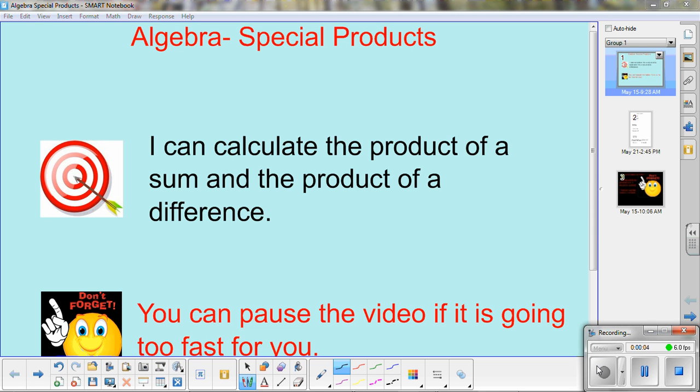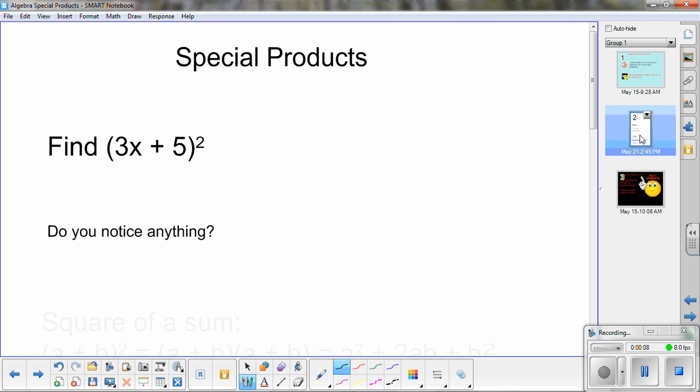In this lesson, you will calculate the product of a sum and the product of a difference. Here's our first example of a special product. Find the quantity 3x plus 5 squared. Well, if we just write out what that means, that's 3x plus 5 times the quantity 3x plus 5.